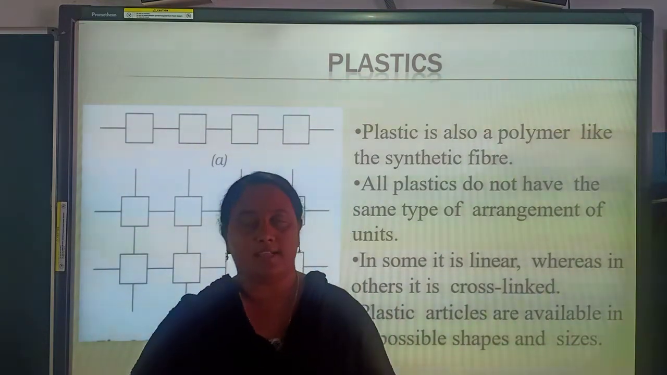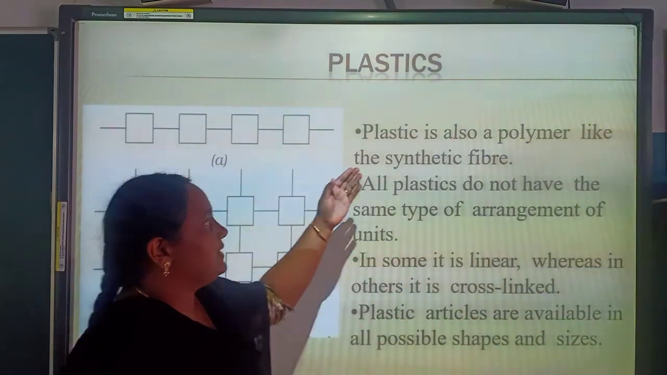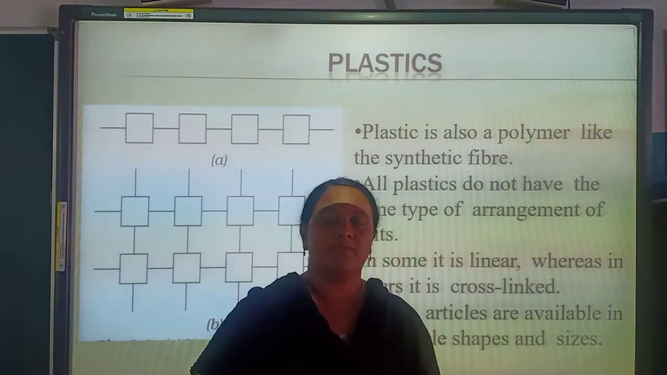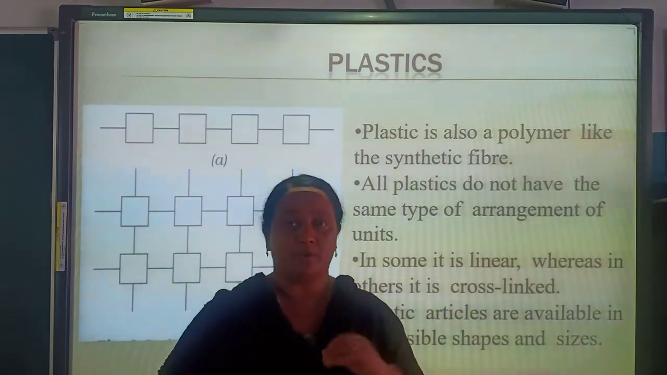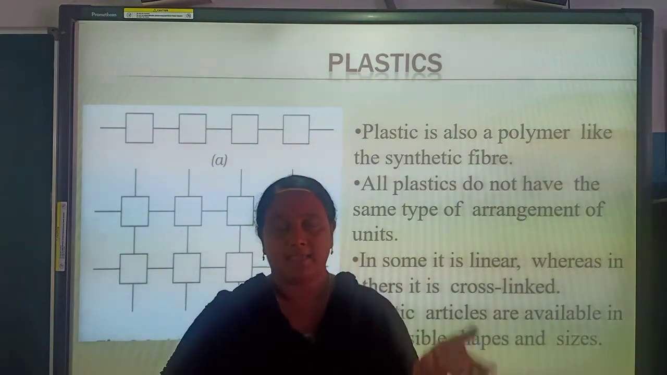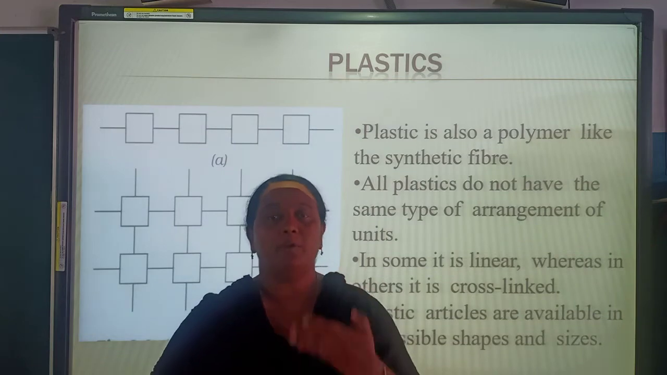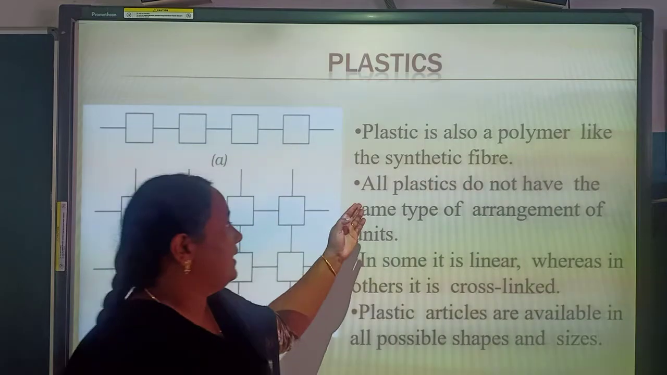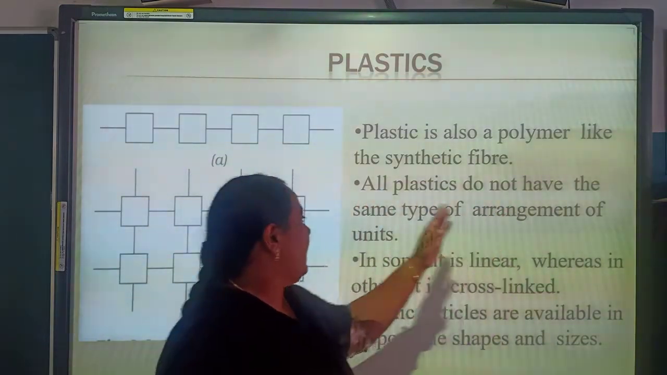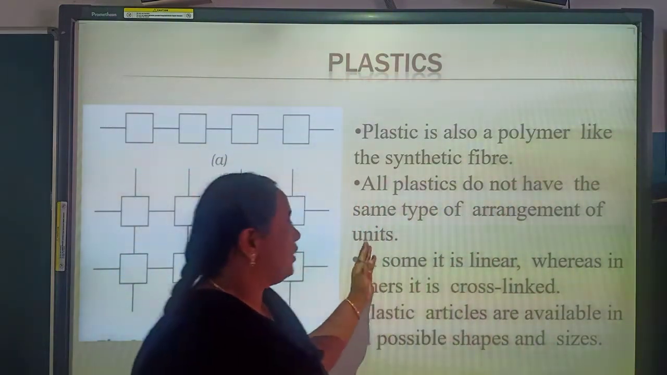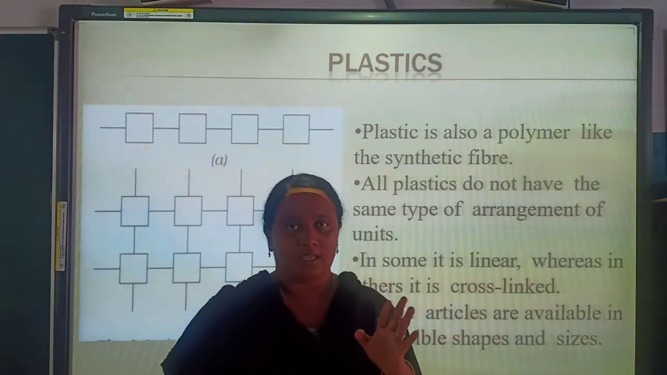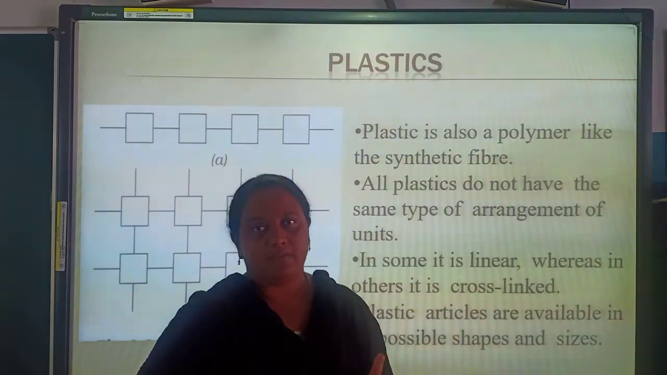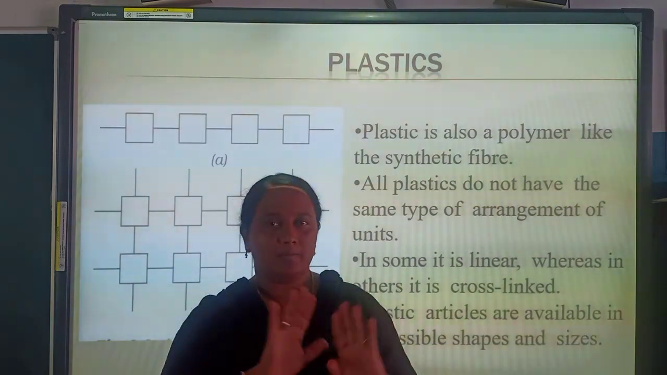Plastic is a very familiar thing, isn't it? Plastic is also a polymer, like the synthetic fiber. What is a polymer? A polymer is a chemically prepared thing in which a number of chain-like structures are added. All plastics do not have the same type of arrangement of the units. In this chapter, you do not need to study more about polymers; we are just discussing the basic things.